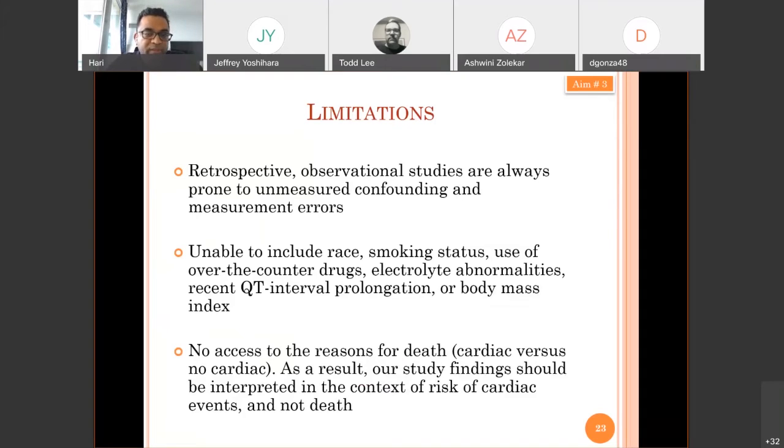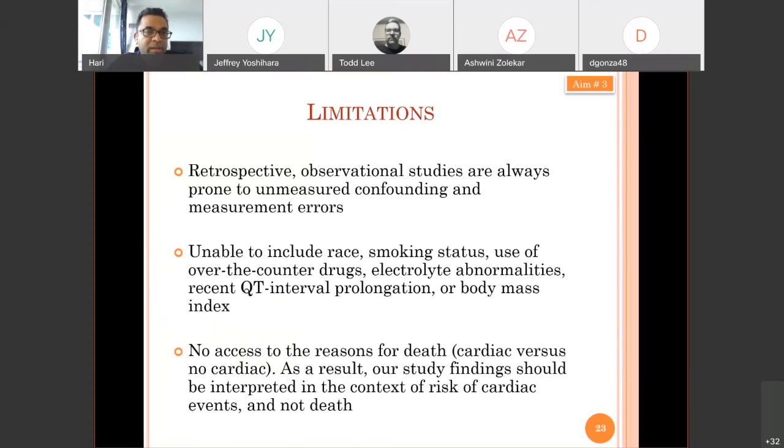And speaking of these unmeasured confounders, so for things along the lines of race, smoking status, over-the-counter, especially pseudoephedrine, which is known medication to prolong the QT interval, could be used for respiratory infection when people have cold and whatnot. Shouldn't be taking it, but you see patients taking that. That could potentially influence the results what we see here.